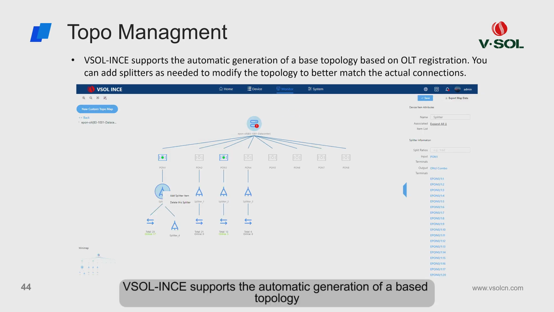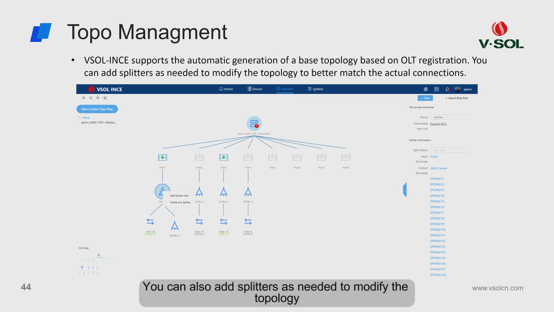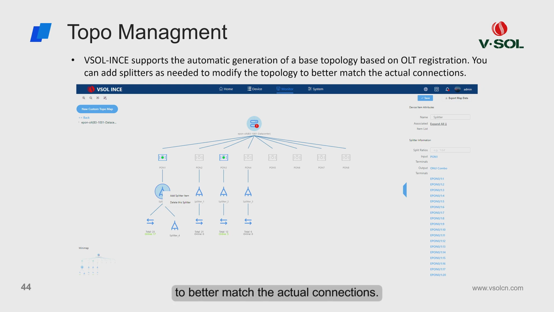VSOL INS supports the automatic generation of a base topology based on OLT registration. You can also add splitters as needed to modify the topology to better match the actual connections.